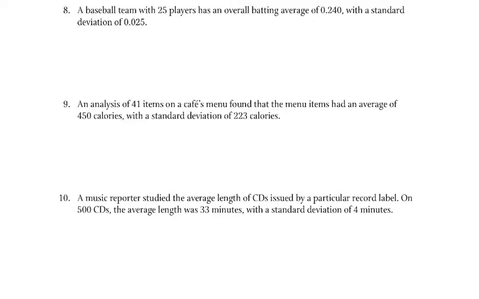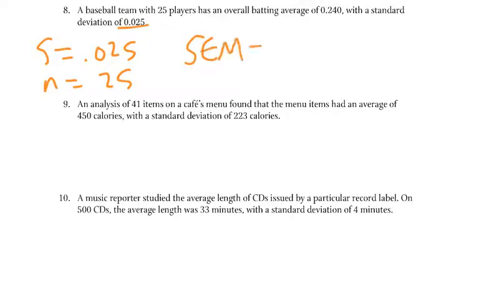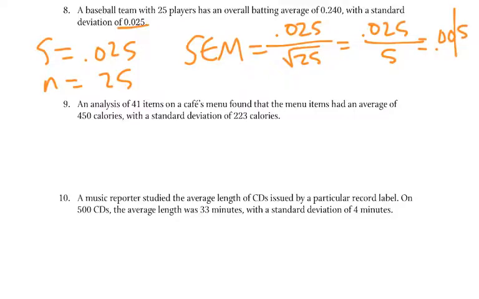A baseball team with 25 players has an overall batting average of .240 with a standard deviation of 0.025. So S is 0.025 and N is 25. So we get 0.025 divided by the square root of 25, which is 5, right? Square root of 25 is 5. So we type that into our calculator to get our answer. And we get 0.005, which they want us to round to the nearest hundredth, so we bump that up to 0.01 because of the 5.